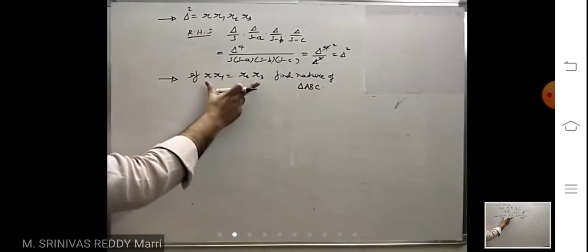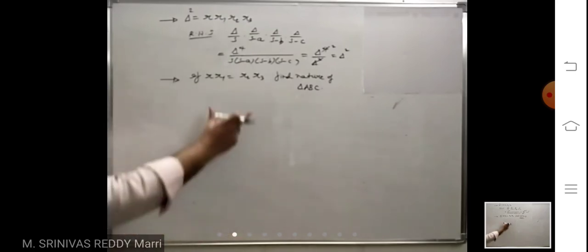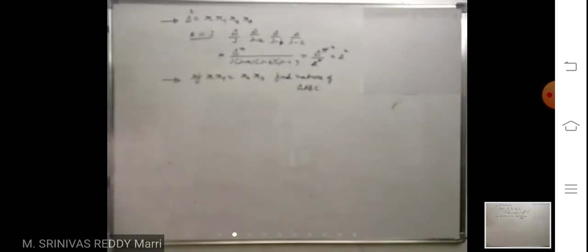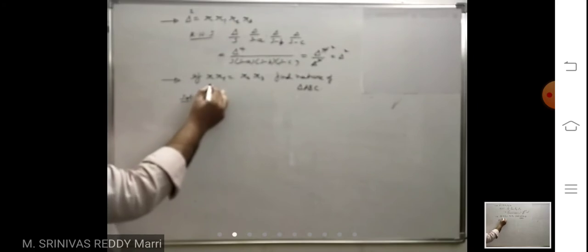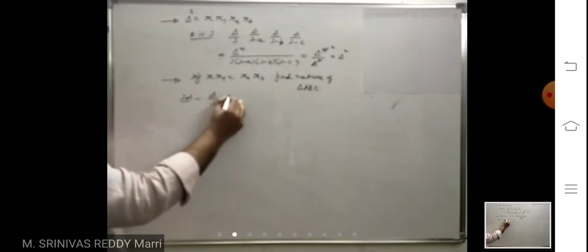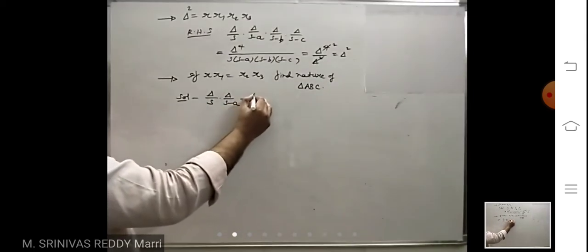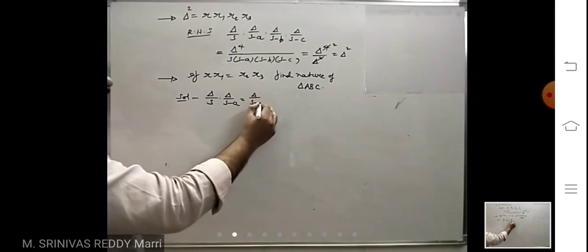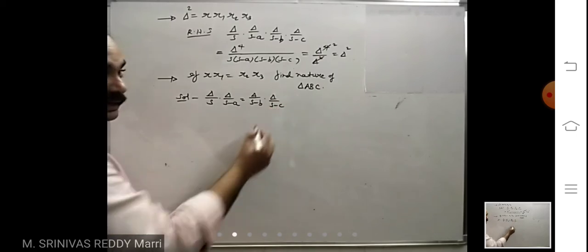This is the condition given. Find the nature means you have to check whether it is equilateral, isosceles, or right angled, like that. Nature means what type of triangle it is. Substitute the formula, simple, right? This is delta by S, into delta by S minus A, delta by S minus B, delta by S minus C.